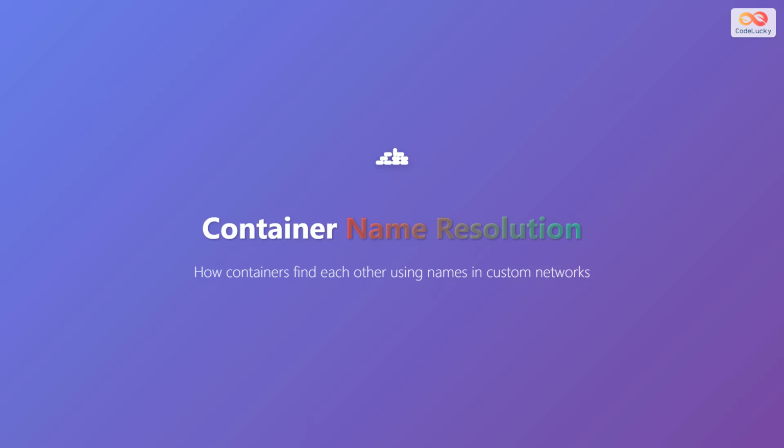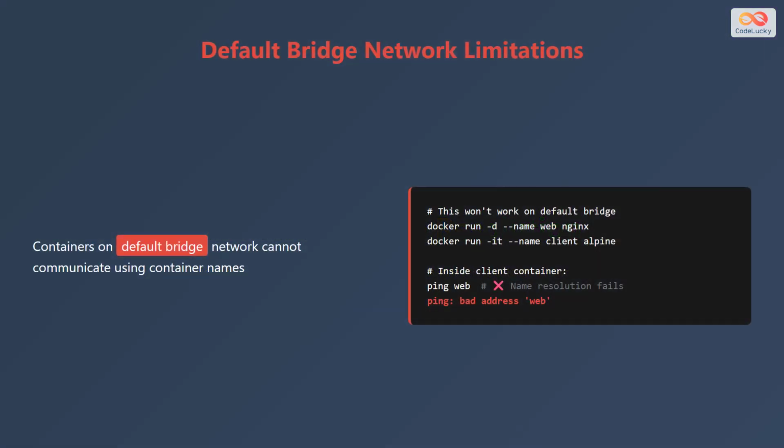Let's explore how containers find each other using names within custom networks. This is called container name resolution. Containers connected to the default bridge network are unable to communicate with each other using container names.